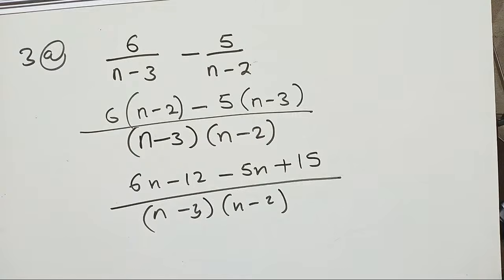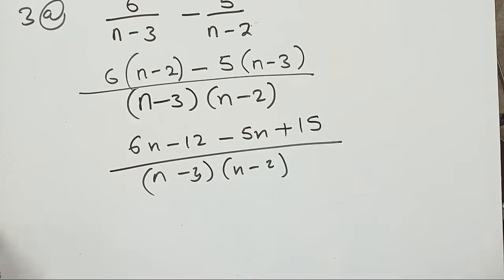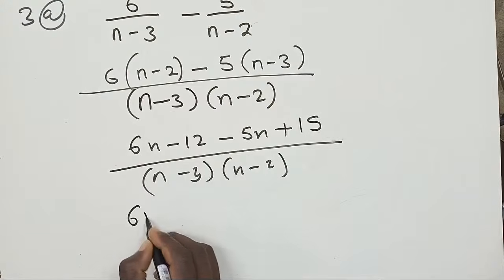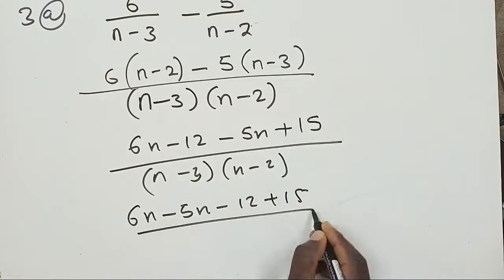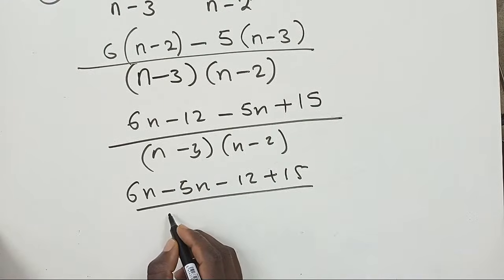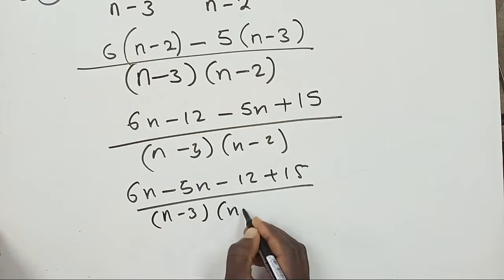Okay? We are not solving for n. We are trying to come up with a single fraction. So remember, we are not solving for n. So here, we can now group the like terms. So we have this 6n minus 5n minus 12 plus 15 over what is down here, which is n minus 3, n minus 2.